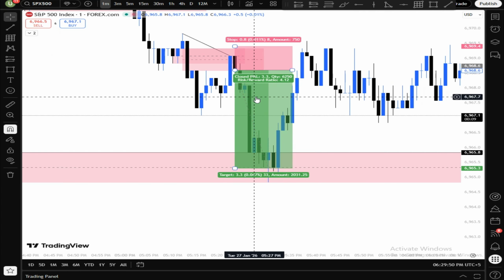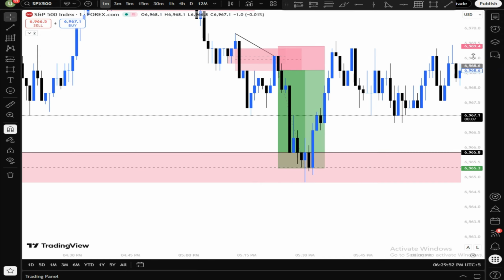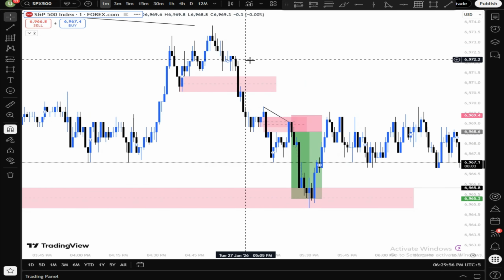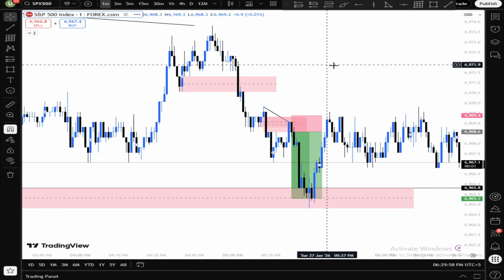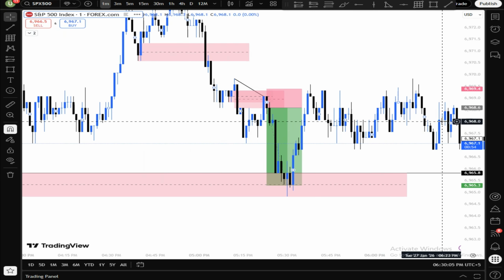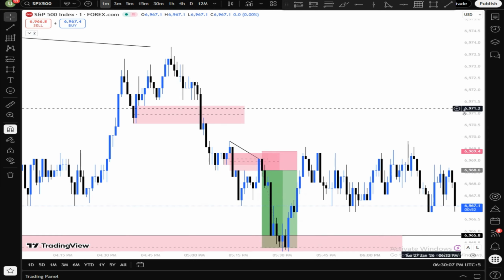This was a 4 hour trade, and it was beautifully executed. I only had to wait around 30 minutes to take a 4 hour 1:4 trade. It was a beautiful trade, and this was all for the recap.